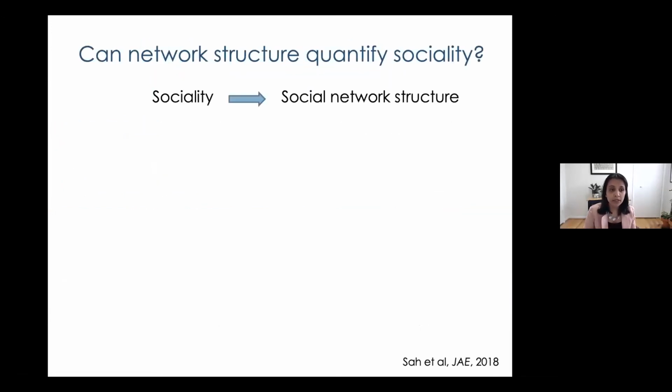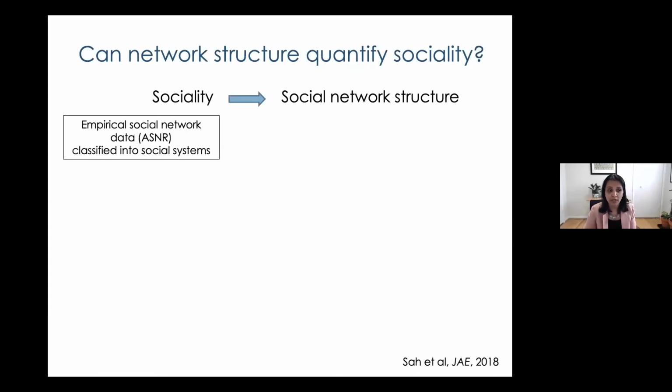So as a first question, we wanted to understand, can network structure itself quantify this type of social system structure? These social systems have been classified by ecologists that are experts in each of these species, that study them over a lifetime and observe their behavior, and that's where these classifications come from. But our first question was, is this sociality actually reflected in social network structure?